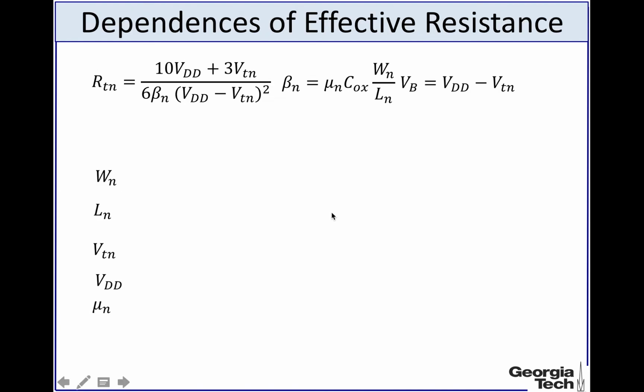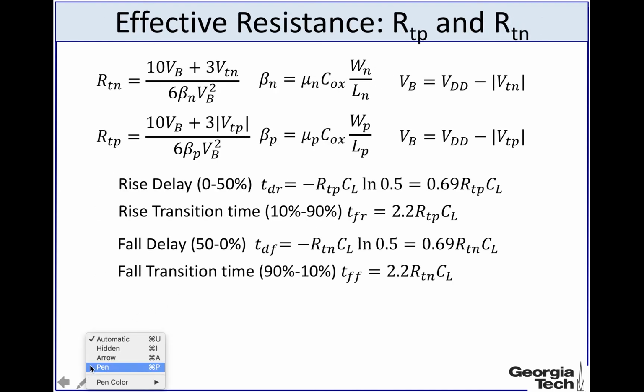Now what happens is that you would want the rise delay equal to the fall delay, or the rise transition time to be equal to the fall transition time, and as a result you would want RTN equal to RTP. So again, you would want RTN equal to RTP.